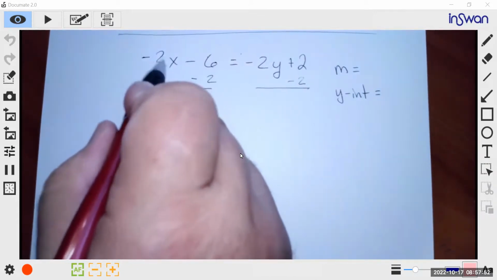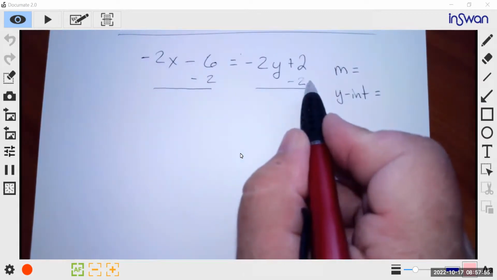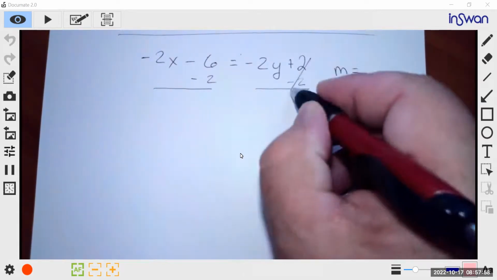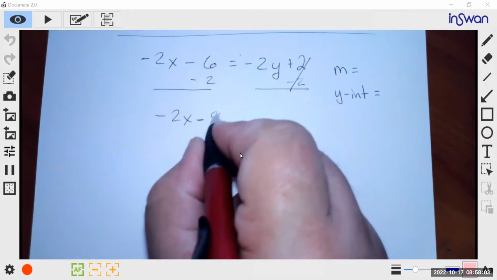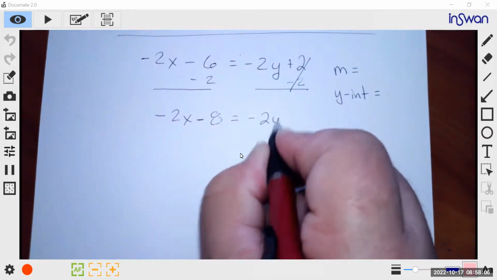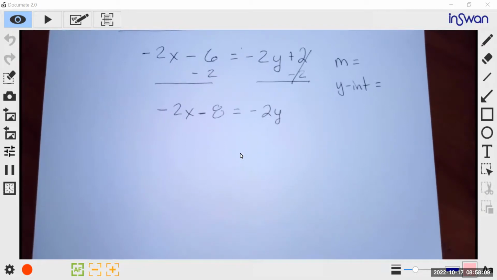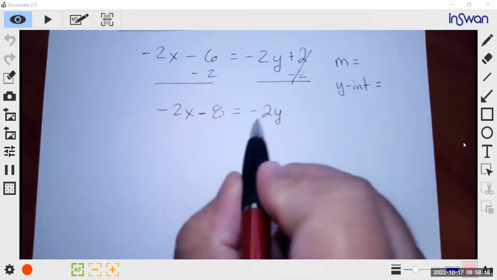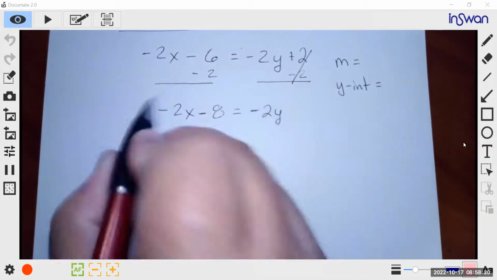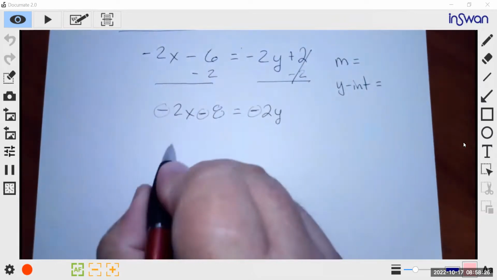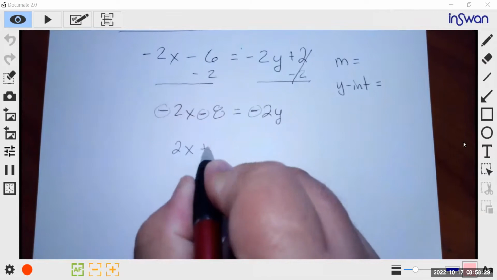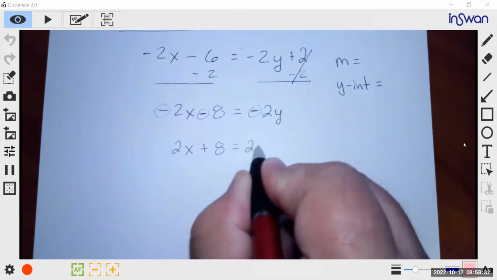I cannot subtract 2 from this one because this one doesn't have an x. It's not like terms. So those cancel. I have negative 2x. They're both negatives. 6 plus 2 is 8 equals negative 2y. I have a negative in front of the y, so I change all the signs. Positive 2x, positive 8, positive 2y.